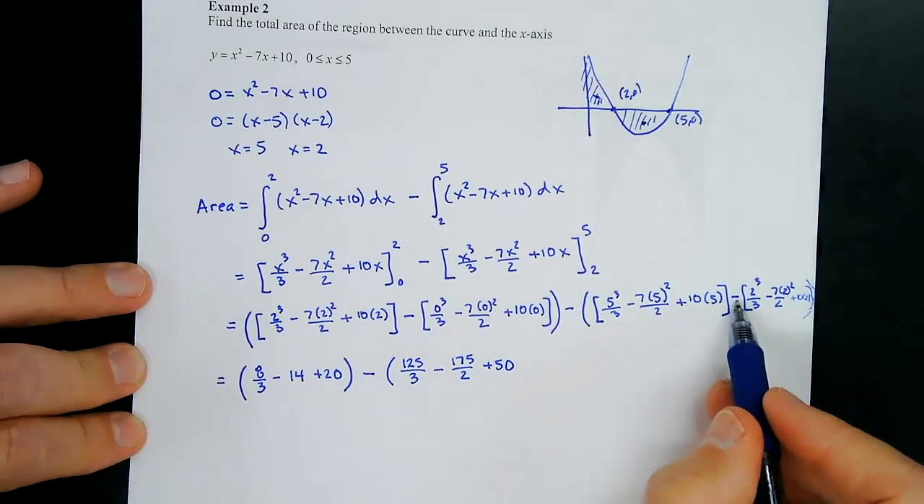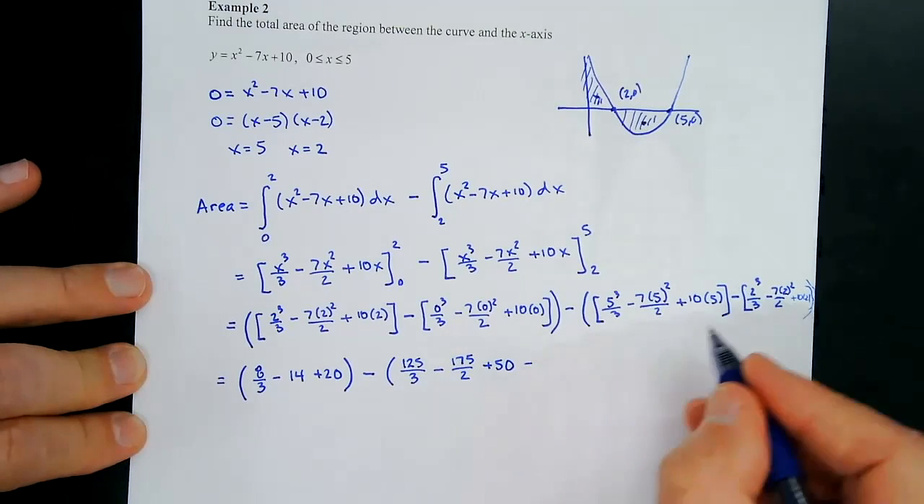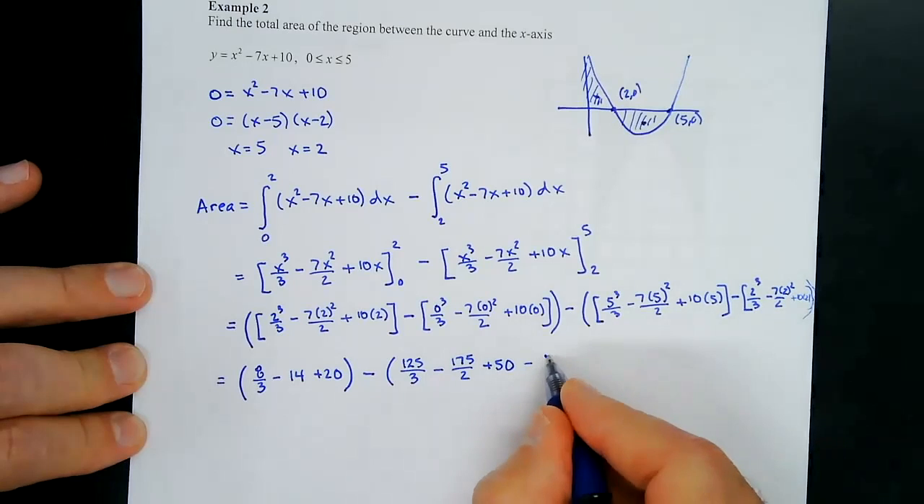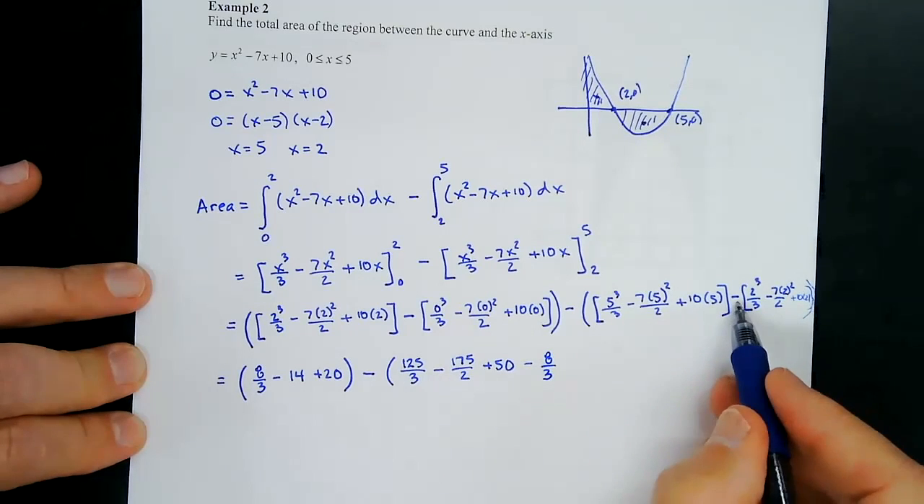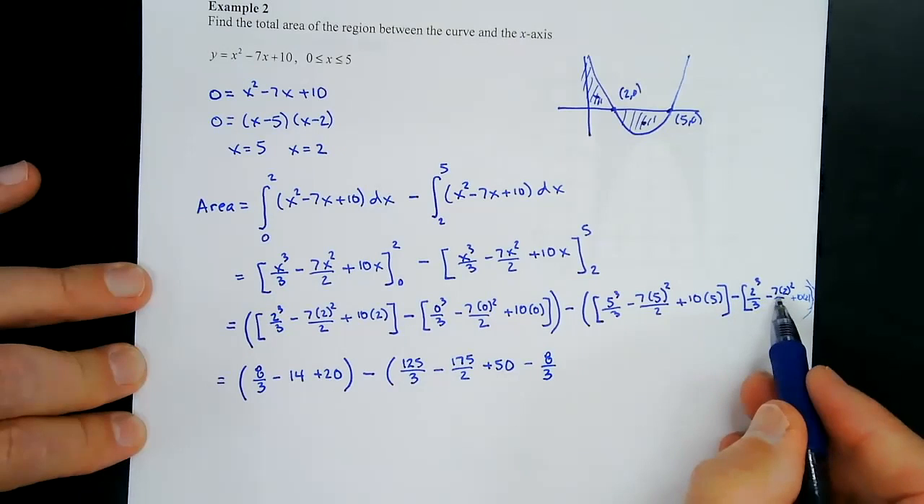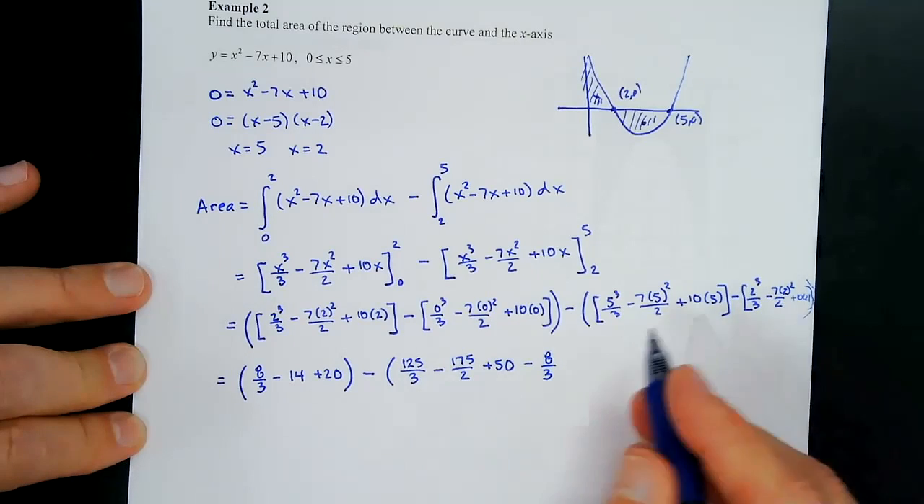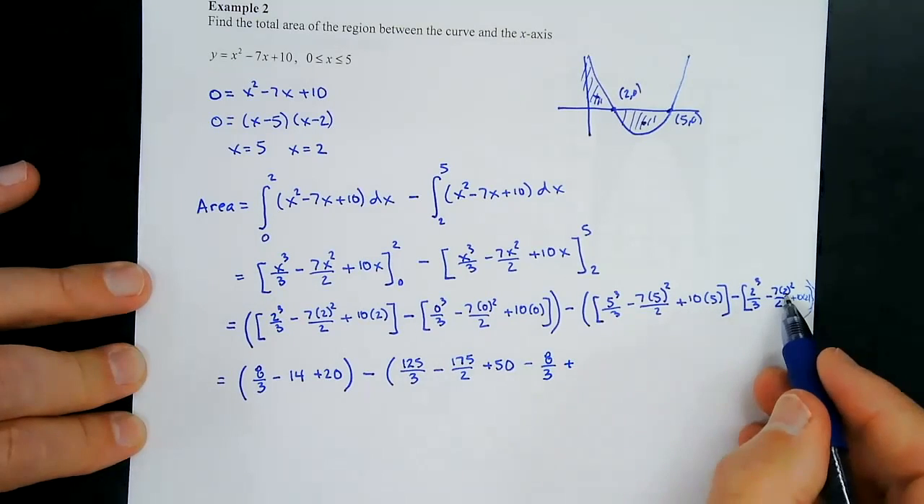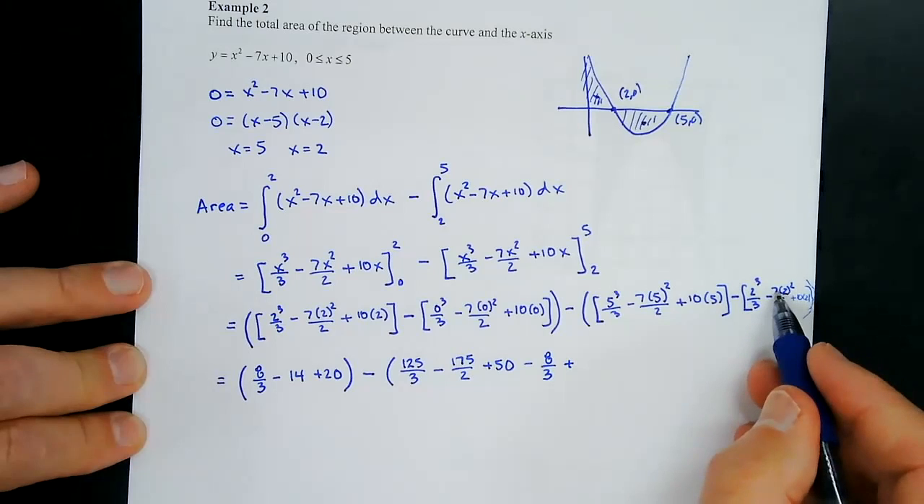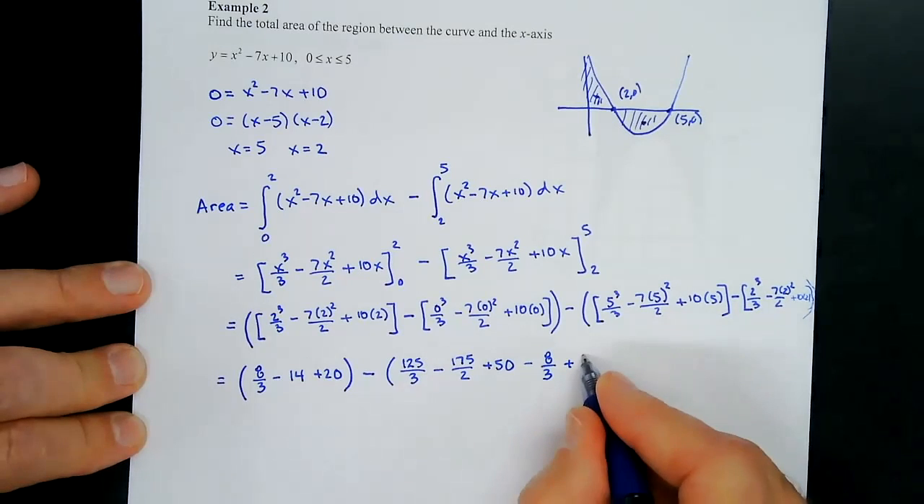And then minus 2 cubed, so this would be 8/3. Because I'm subtracting, this would be 2 squared, which is 4. Let me put a plus. 2 squared, which is 4, times 7 is 28. Divided by 2, that's 14. So plus 14.